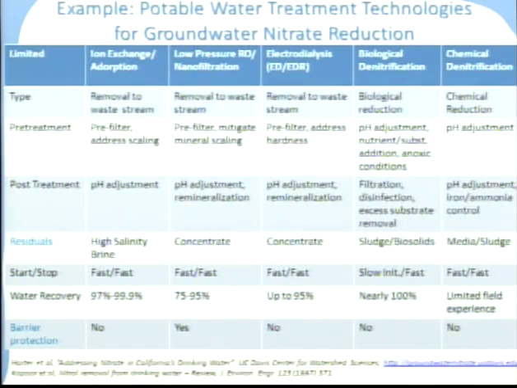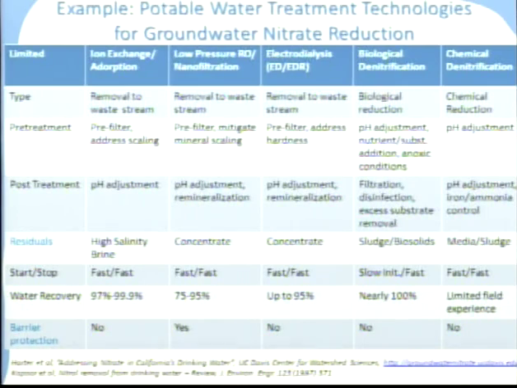Now, in terms of water recovery, and that is important, you heard that ion exchange has a high recovery. On the other end, if you look at RO or NF, typically 75 to 85 percent, but we can push it to 95, and I'll show you an example. Electrodialysis is high, and of course biological denitrification is nearly 100%.